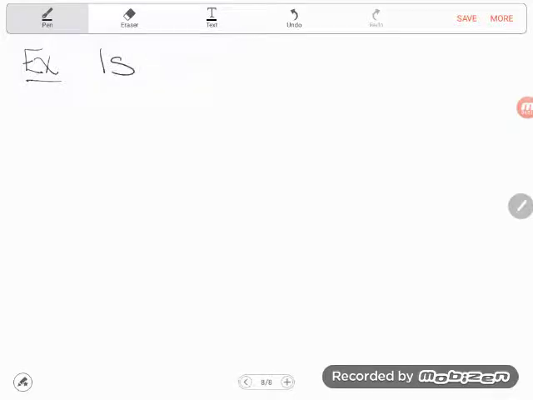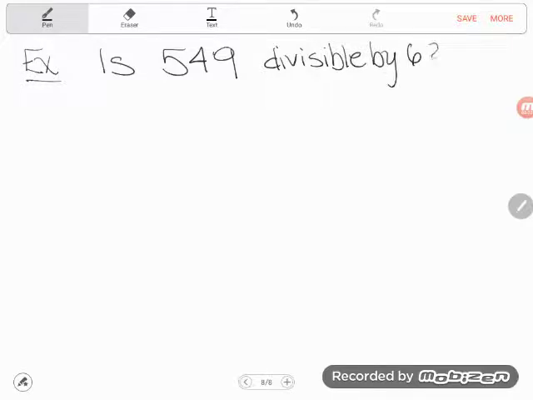So is 540... sorry, I'm trying to come up with a good number. Let's do 549 divisible by 6. Now remember, it has to pass both tests. It has to pass the test for the 2's and the test for the 3's.